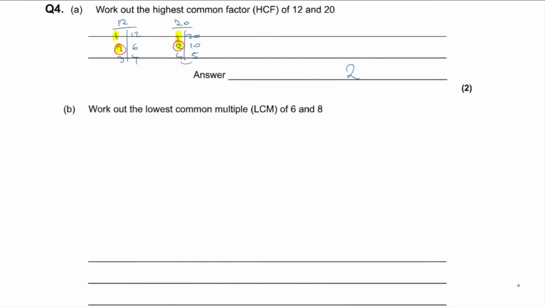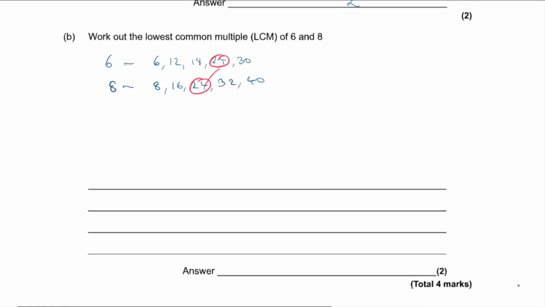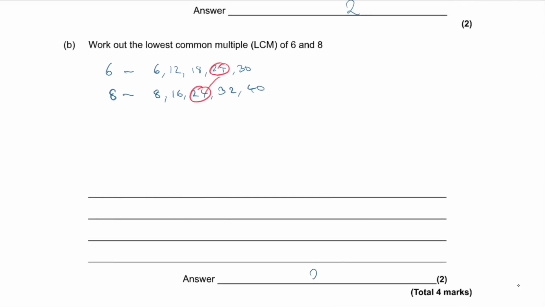Part B says work out the lowest common multiple of 6 and 8. Again, because the numbers are quite small, I'm just going to list out numbers in the 6 times table: 6, 12, 18, 24, 30, and then start listing out numbers in the 8 times table: 8, 16, 24, 32, 40. Now, after a little bit of time, you should find that you've got one in common. I just noticed I've got a 24 in both there. So that is going to be my LCM then, isn't it? So the answer is 24.